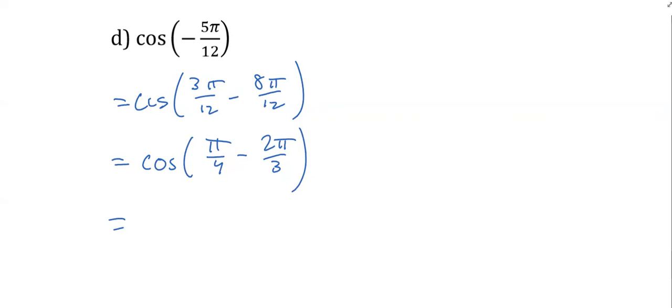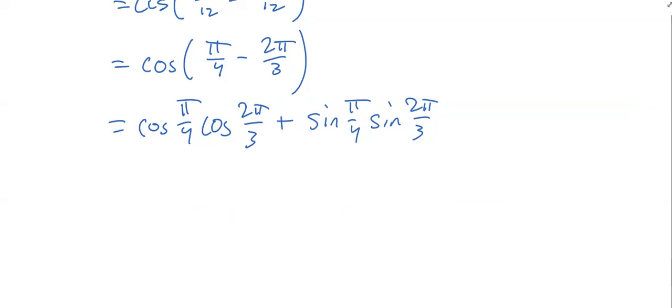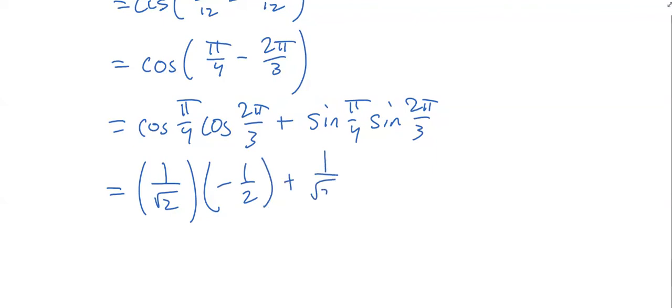Until you're really awesome at this, I would recommend showing at least one of these steps, if not both. For most of us, I think you do both these steps because it will really help you catch mistakes and that kind of thing. Cos pi by 4, cos 2 pi by 3 plus sine pi by 4 sine 2 pi by 3. Cos pi by 4 is 1 over root 2. Cos of 2 pi by 3? It's related to pi by 3, which is 1 half, and it's in the second quadrant, so it's negative 1 half. Isn't that right? So negative 1 half plus 1 over root 2.